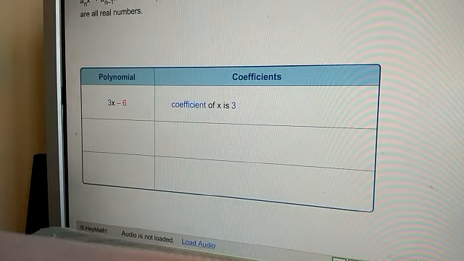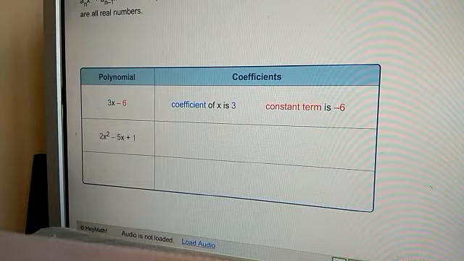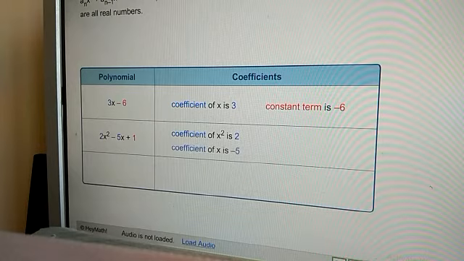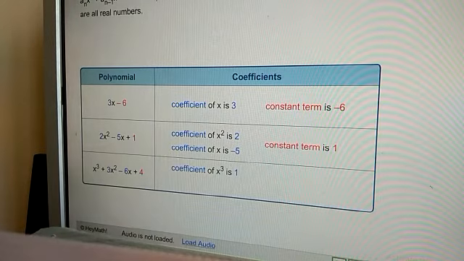Now, 3x minus 6 is also a polynomial. Just observe that the power of x here is 1, the coefficient of x is 3, and the constant term here is minus 6. So this is a polynomial of 2 terms. Now the second one is a polynomial of 3 terms. The coefficient of x square is 2, the coefficient of x is minus 5, and the constant term is 1.